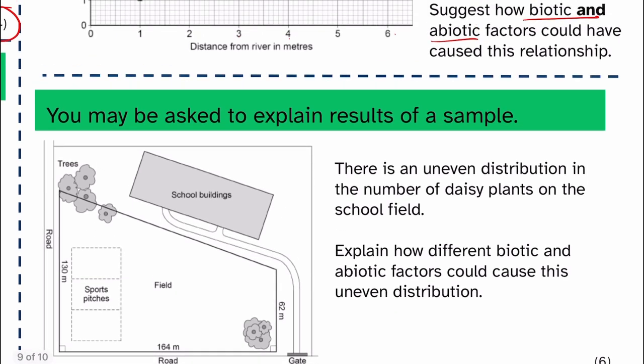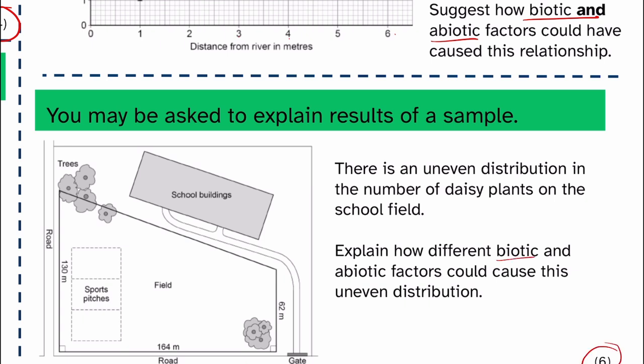And very finally, we will look at this one. This is the one where you have to figure out the area by doing that. You might be asked to explain the results of a sample. So there is an uneven distribution in the number of daisy plants on the school field. Explain how biotic and abiotic factors could cause this. Now, this one you can talk about loads of things. In fact, the picture is here just to give you some clues. So it's worth 6 marks.